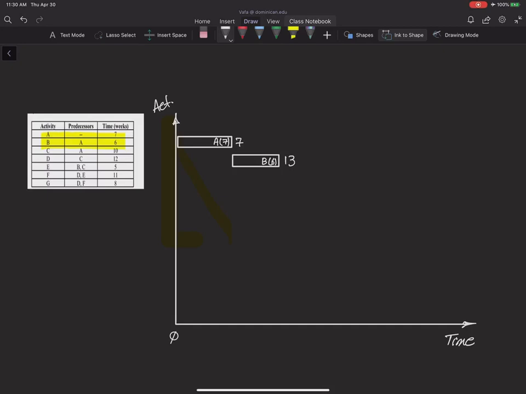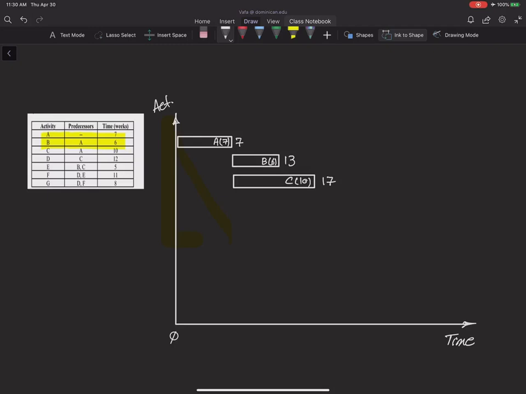Activity C also starts right after A and it takes 10 weeks to finish. So I started here again and it's going to be 10 weeks. So C, and the duration is 10. So since it starts at 7 and the duration is 10, it will finish at week 17.